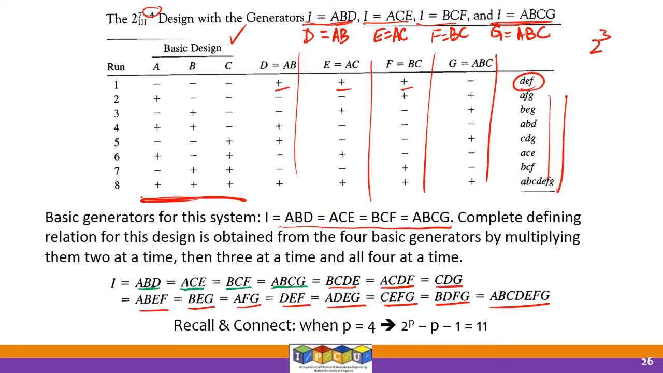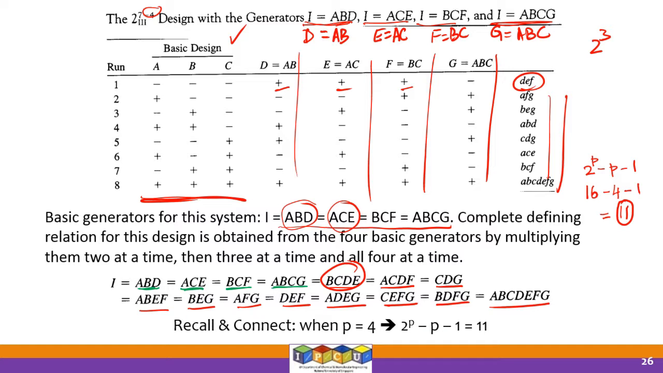And since p is equal to 4, you must have 2 to the power of p minus p minus 1, which is equal to 2 to the power of 4, because p is equal to 4 here. You will have 16 minus 4 minus 1. So you should have 11 generalized interactions beyond these 4. Okay, so now if you take ABD and multiply it with ACE, you will get A squared BCDE. So you will get BCDE. So that is what you get here.